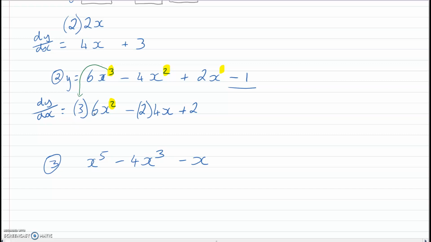So any multiplication, 3 multiplied by 6 gives you 18x squared, minus 2 multiplied by 4 is 8x, plus 2. So that is dy dx.